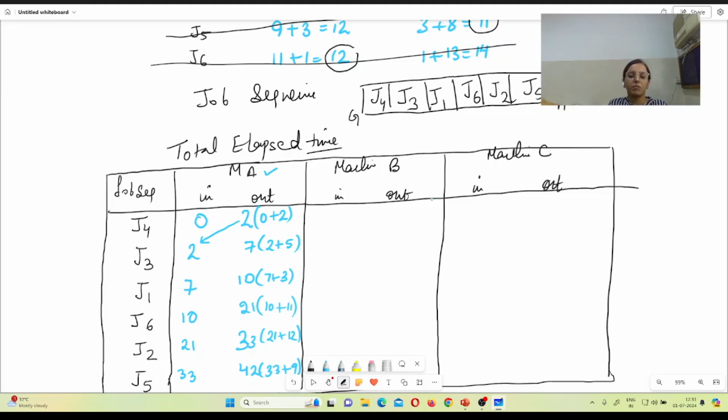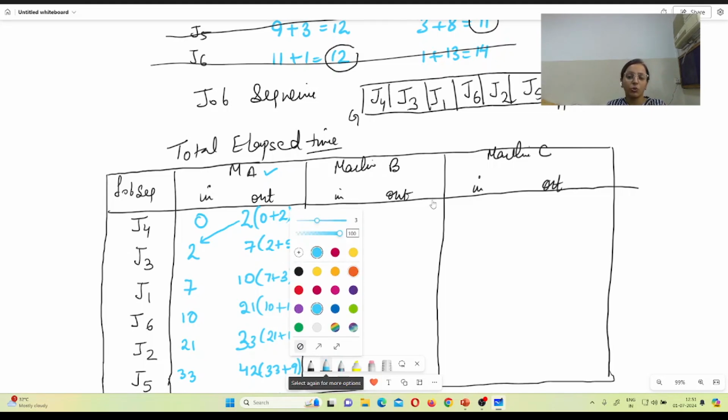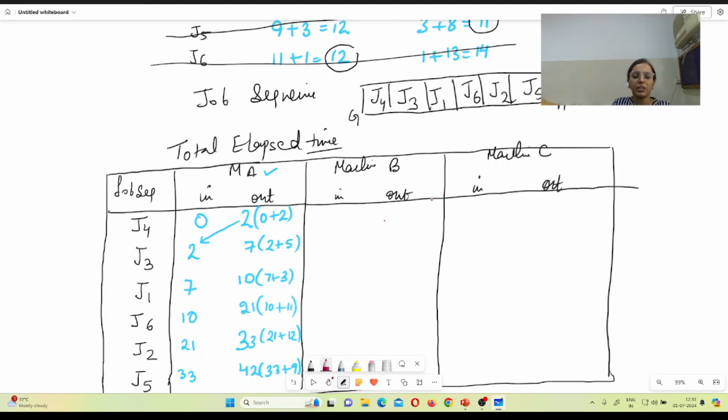Now we will do it for machine B, in and out time. So first of all, the point is important over here that once the J4 work is done in machine A, we will start the next process only after considering that one. Now start with this. Put it over here as 2. Why have we written 2 over here? Taking the value from here.